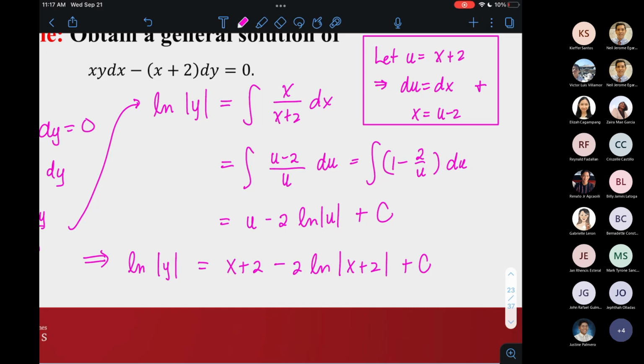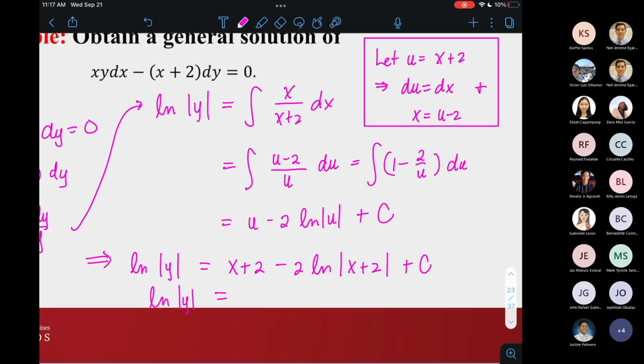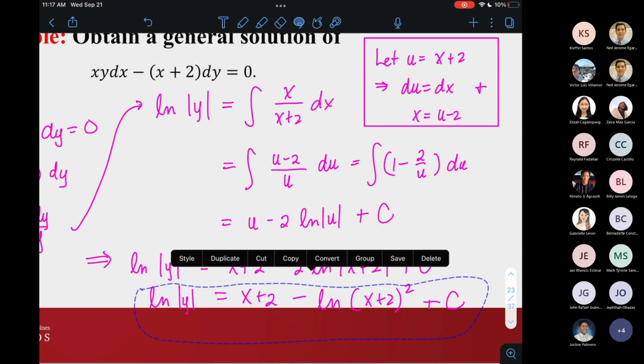So I can have ln ng absolute value ng y. Pwede ko itong isulat na x plus 2 minus ln ng quantity x plus 2 squared, right? Because laws of exponents tells us pwede na yung pumunta dun sa taas, umakyat ng ln. Tapos nagkakaroon ka ng absolute value ng x plus 2 squared. Kaparehas na lang yon ng ln ng x plus 2 squared. Kasi positive lang naman palagi yung x plus 2 squared. So I can drop the absolute value bars. And then I'll have a plus c over here. Then, copy ko lang to. Papunta sa next slide. Copy.